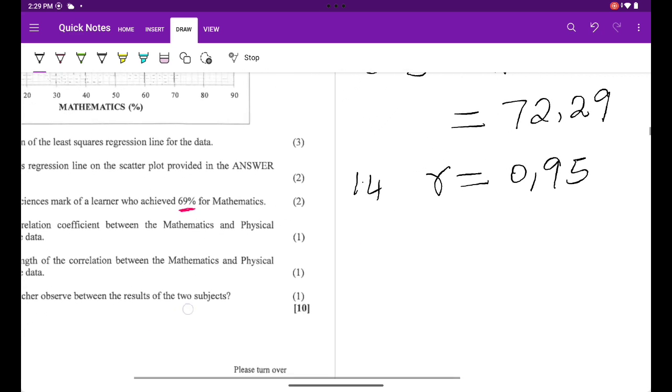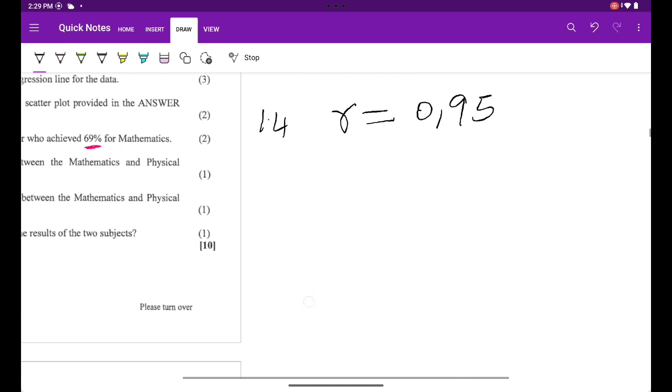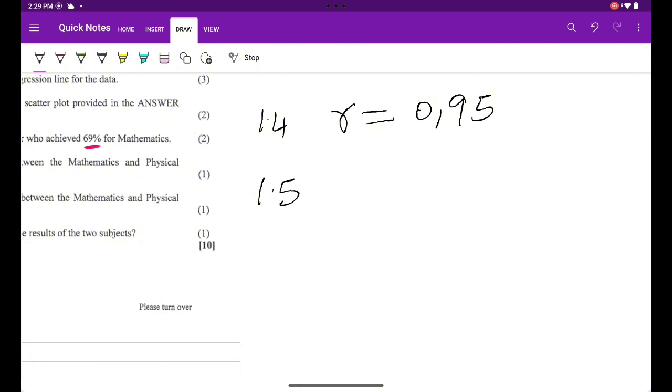Okay, so 1.5. Comment on the strength of the correlation between the mathematics and the physical science marks for the data. Right. So if you can all see, the R is 0,95, which is 95%. So this is very strong. It's very strong, very strong and positive.